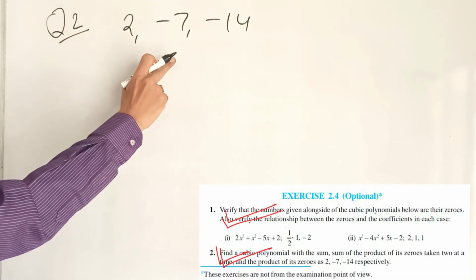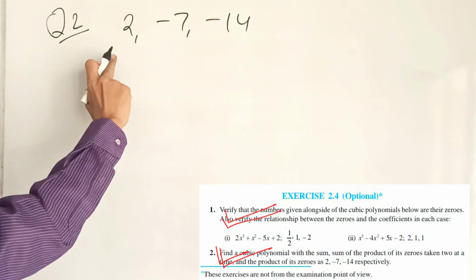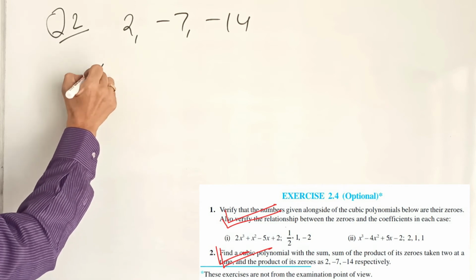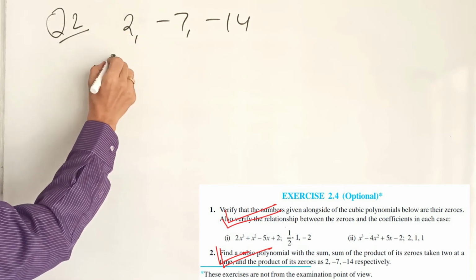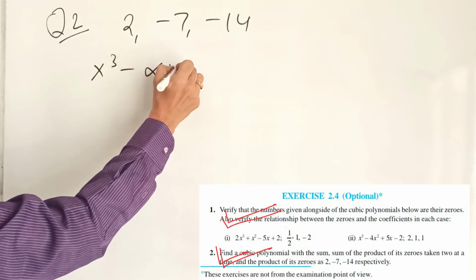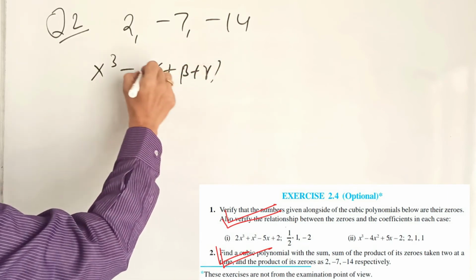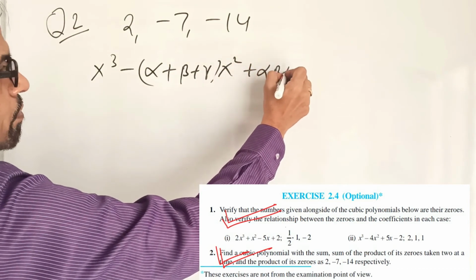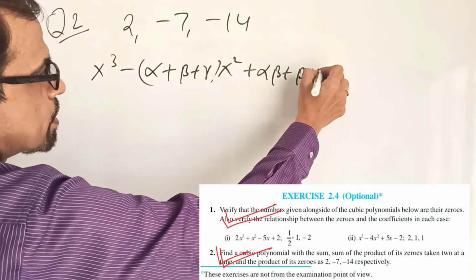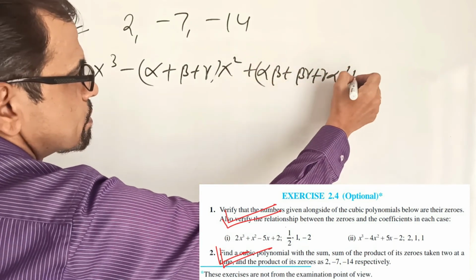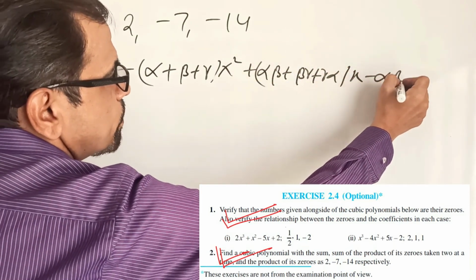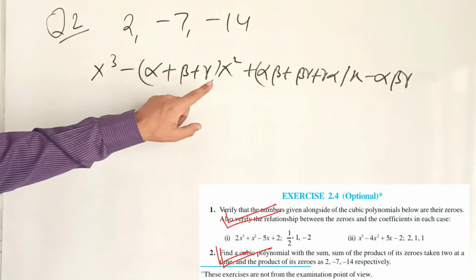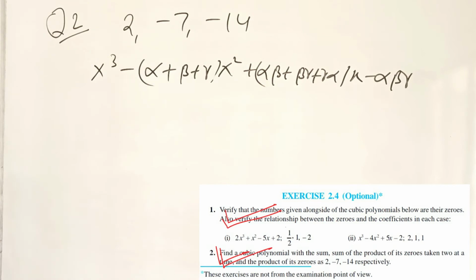The sum, the sum of the products two at a time, and the product are given as 2, minus 7, minus 14 respectively. So the general form of a cubic polynomial in terms of alpha, beta, gamma is x cube minus (alpha plus beta plus gamma) x square plus (alpha beta plus beta gamma plus gamma alpha) x minus alpha beta gamma.